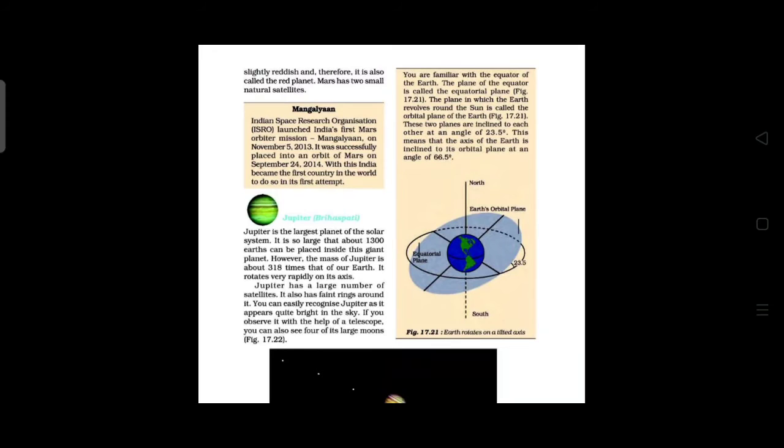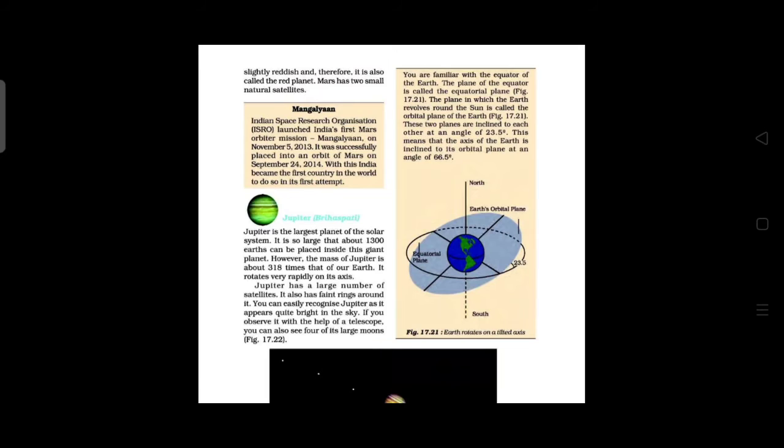Okay, the next planet, the first outside the orbit of earth, is called what? Mars. It appears slightly reddish in color and it is also called what? Red planet. Based on the color we call it the Red planet, and Mars has two small natural satellites also.